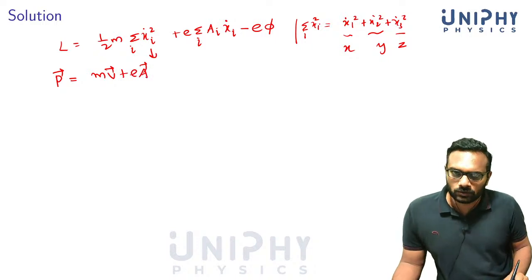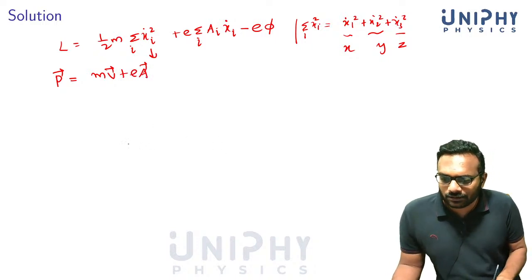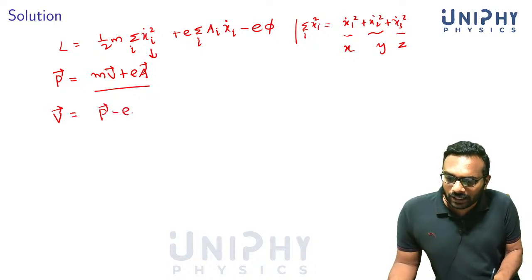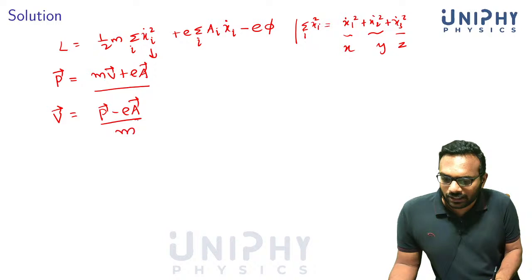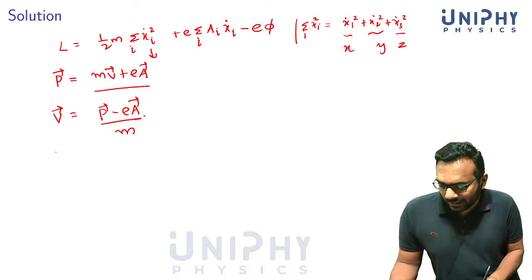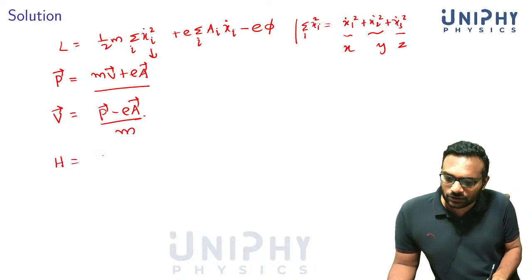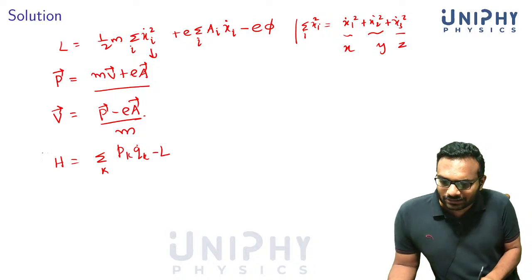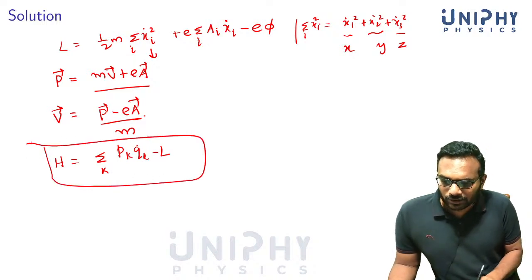We already saw, in order to exclude the first option, that p is given as mv plus eA. Now from here we get the velocity v equal to (p vector minus eA vector) divided by m. Now we can find the Hamiltonian by this relation, H equals summation over k of p_k q_k dot minus L. This is the standard relation for the Hamiltonian of any system.